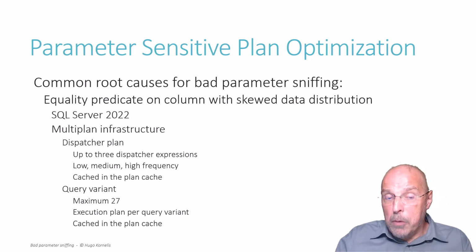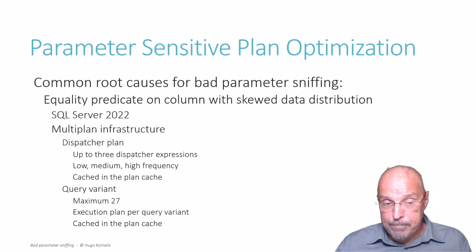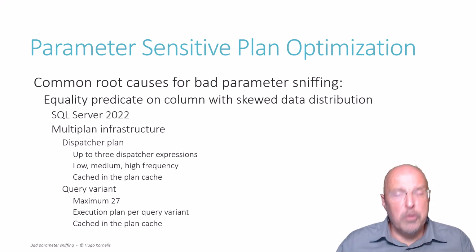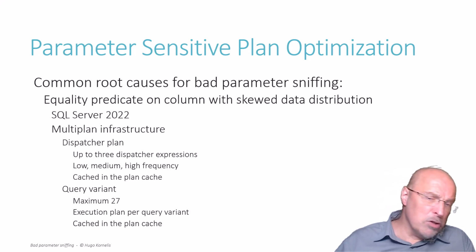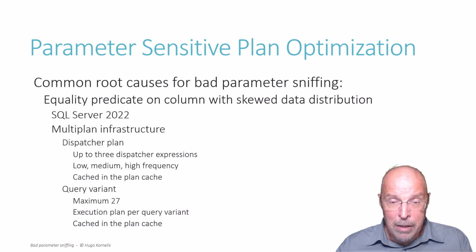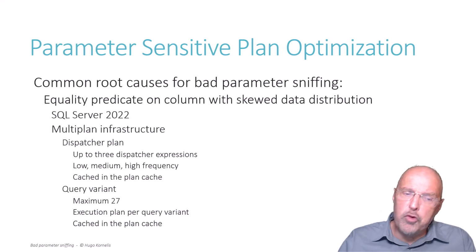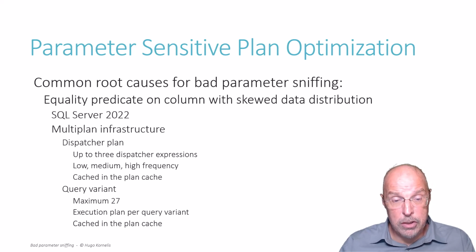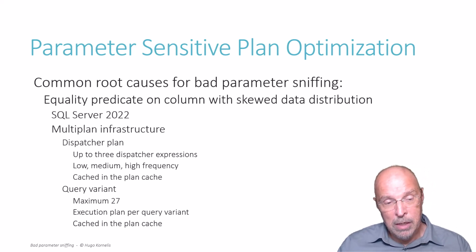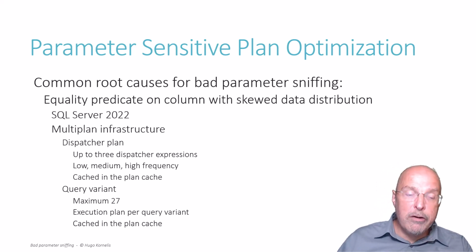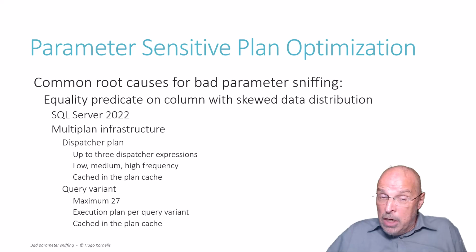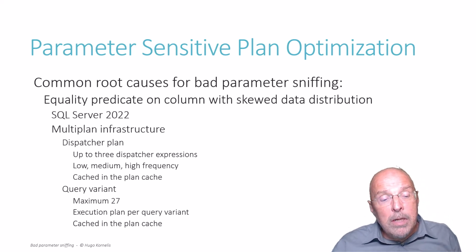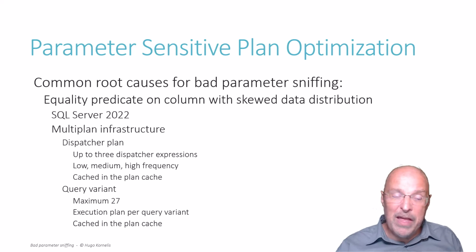Now, not every query gets 27 variants. Most queries will still not qualify for PSPO, so they will not have a dispatcher plan, will not have query variants, they will still have just a single execution plan. Those that do qualify for PSPO will not always use all 3 dispatcher expressions. There might be just 1, there might be 2. And then the plans for the query variants are only created and stored if they are used. So if some query variants are for combinations that just never happen in your system, then there will never be an execution plan for that specific variant.